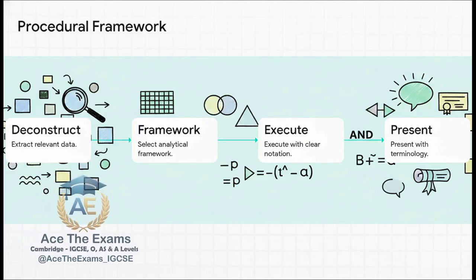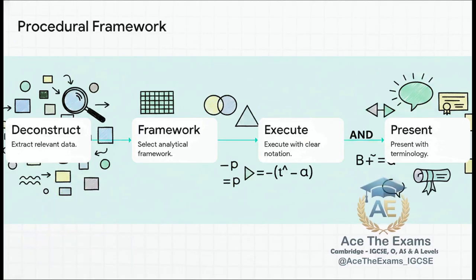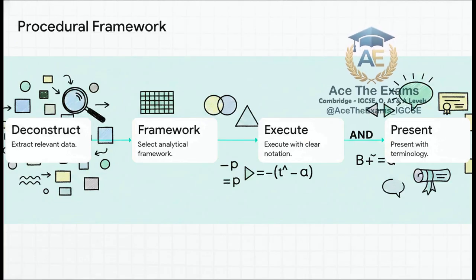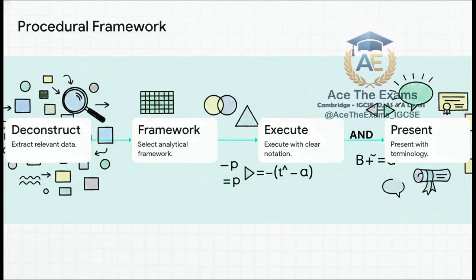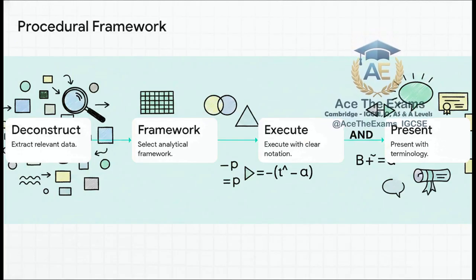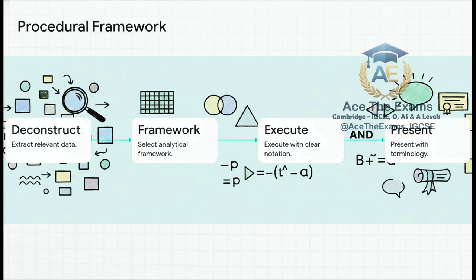Finally, step 4 is to present with correct terminology. You link your technical findings back to the specific context of the question. Every single one of these steps is a distinct opportunity to earn a method mark, proving beyond a shadow of a doubt that your final answer isn't just a lucky guess, but the result of bulletproof logical reasoning.